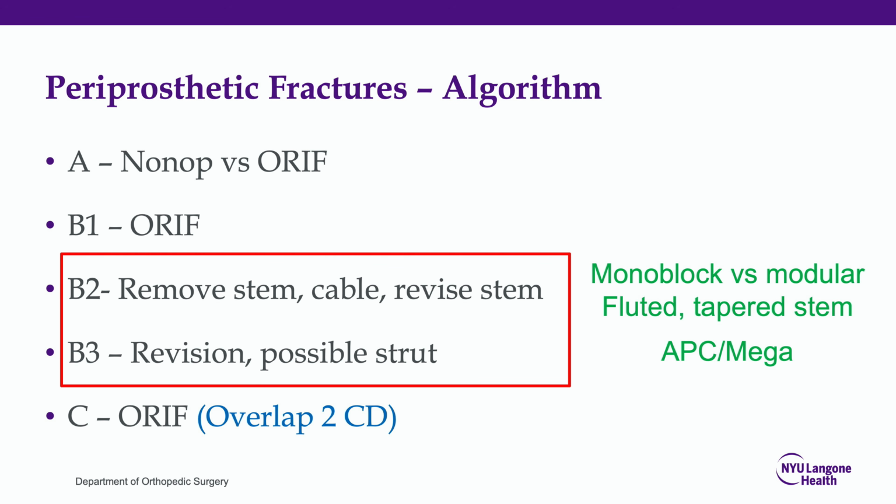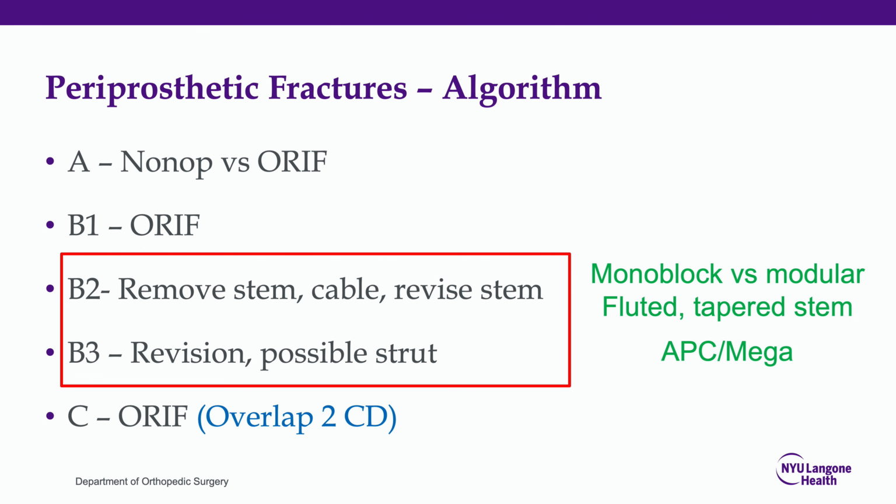So your algorithm for treatment of these periprosthetic fractures is dictated by your classification. The Vancouver A fractures are typically non-displaced and treated non-operatively. If they are significantly displaced and there's adequate bone stock, open reduction internal fixation can be contemplated. Your B1 fractures, the implant is going to be well fixed, so you can go ahead with an ORIF even though the fracture is around the implant.